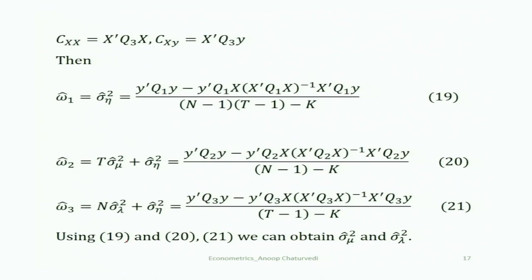And then using these three equations 19, 20 and 21, we can obtain the estimators for sigma hat square nu and sigma hat square lambda. We just solve these two equations.